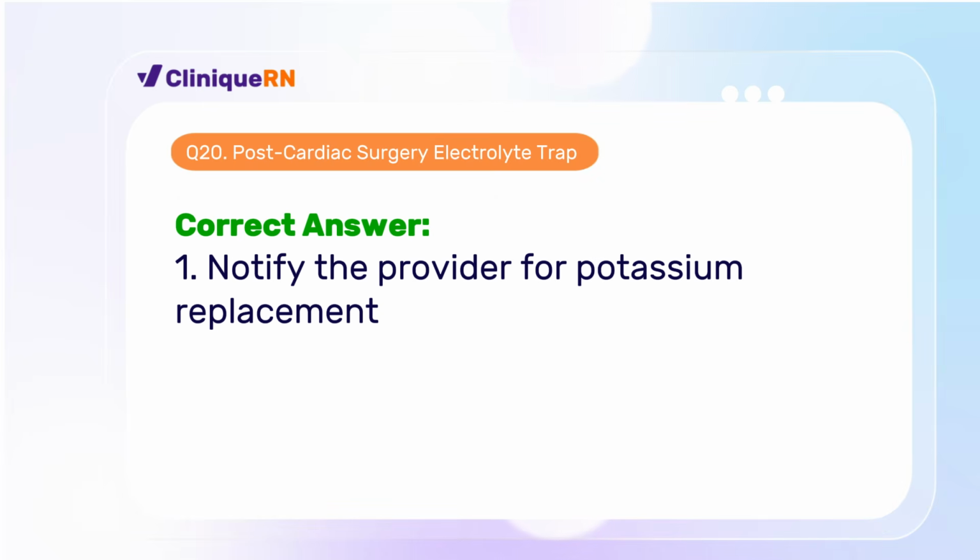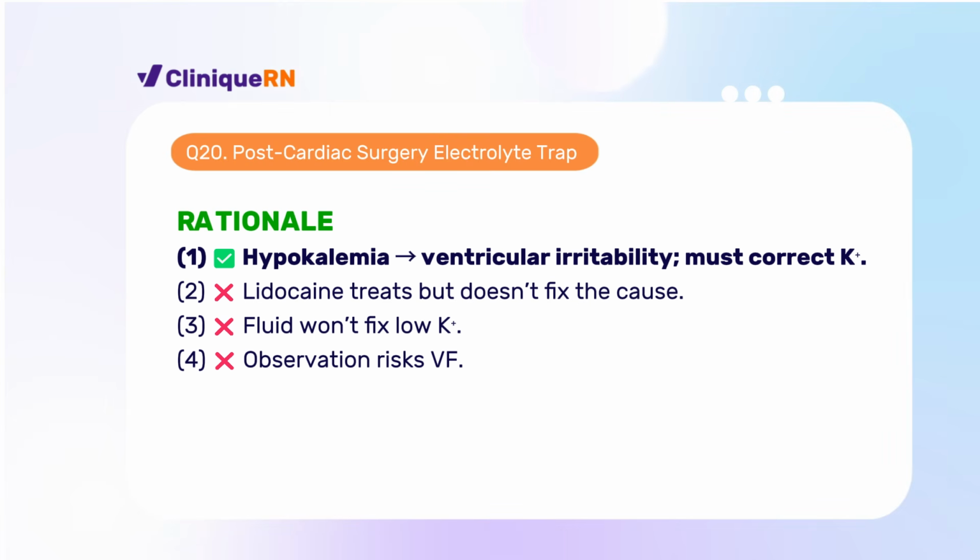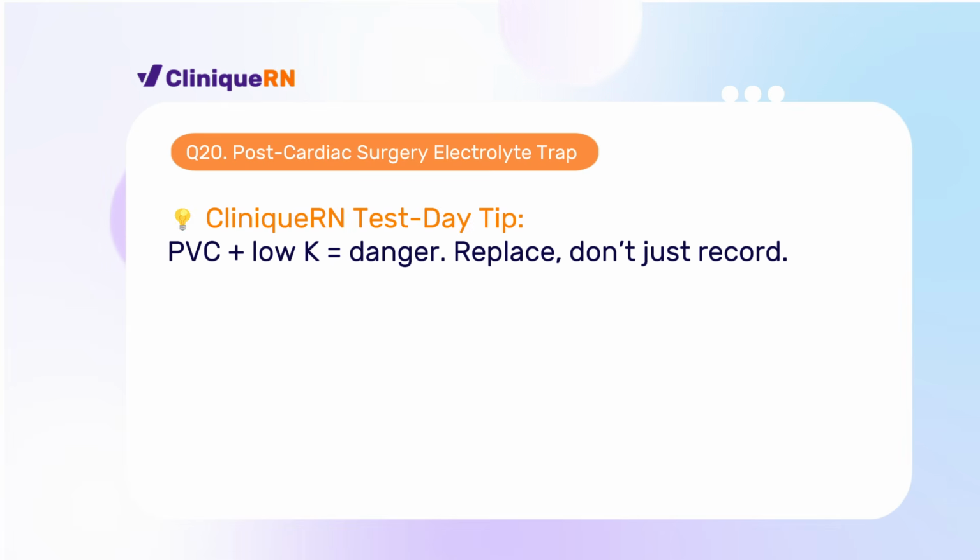The correct answer is 1. Notify the provider for potassium replacement. Rationale. 1. Hypokalemia causes ventricular irritability, which increases the risk of dangerous cardiac dysrhythmias. Therefore, potassium levels must be corrected promptly. 2. Lidocaine treats but doesn't fix the cause. 3. Fluid won't fix low K+. 4. Observation risks VF. CliniqueRN tip. PVC plus low K means danger.